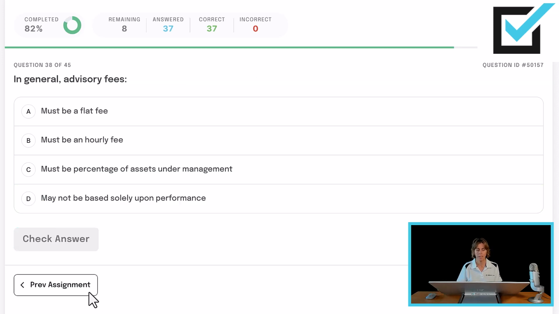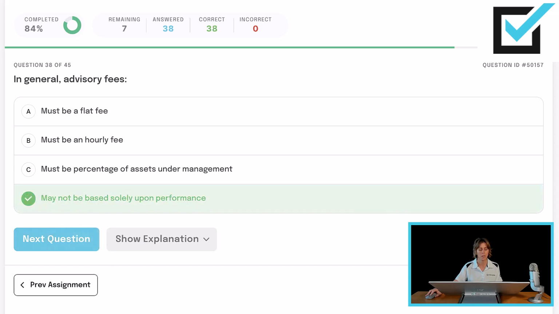In general, advisory fees must be a flat fee, must be an hourly fee, must be a percentage of assets under management, or may not be based solely upon performance. So what's the best choice here? In general, advisory fees may not be based solely upon performance. That would be called a performance-based fee. They are allowed in very specific circumstances, but in general, they are prohibited.